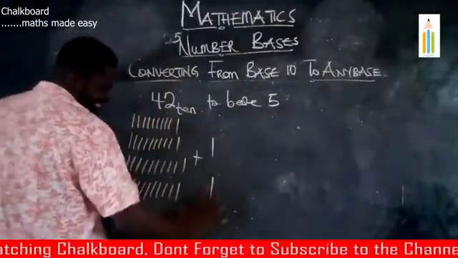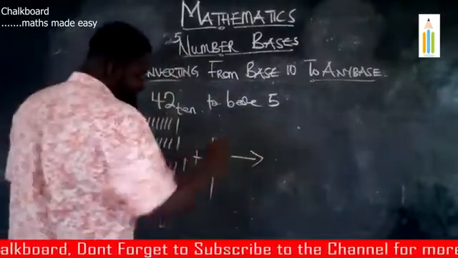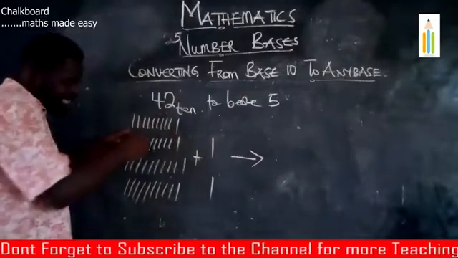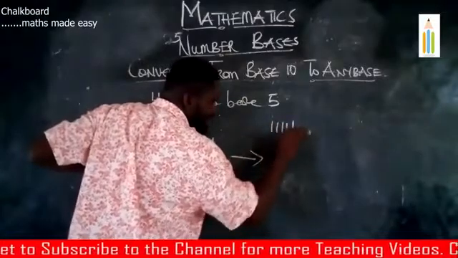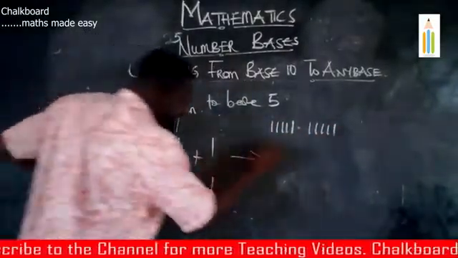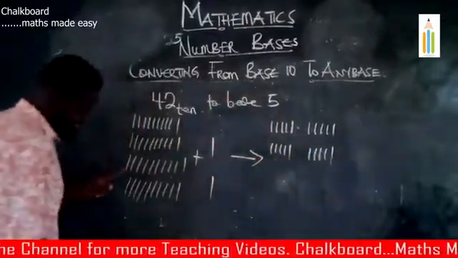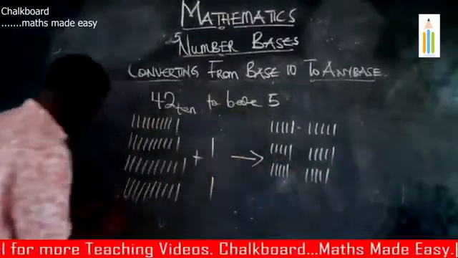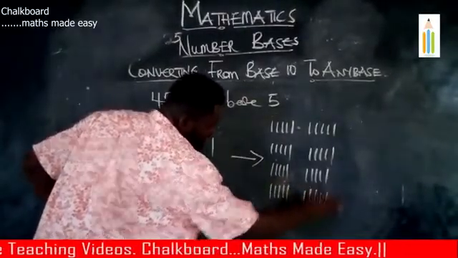So if you are converting this to base 5, it means that how many 5s can we get from this? So we can see clearly that in this first 10, we can get 1, 2, 3, 4, 5. Are you good? Then the second 10, the same thing, 1, 2, 3, 4, 5. The third 10, we'll get 1, 2, 3, 4, 5. The last one, we are also getting 1, 2, 3, 4, 5.